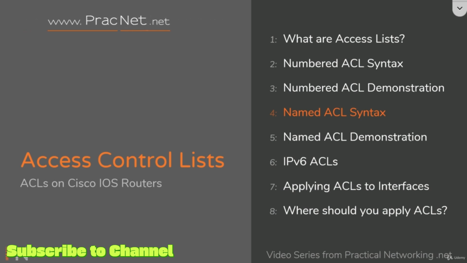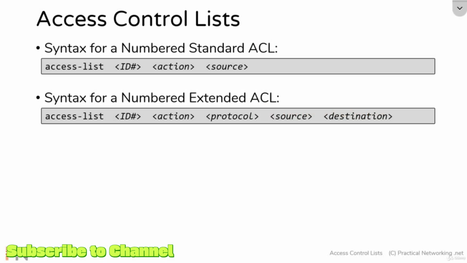Welcome to another video in the video series covering access control list on Cisco routers. This is video 4, where we're going to explore the syntax of configuring named access lists. In the last video, we picked apart the syntax of configuring numbered access list. We also went through a bunch of configuration examples for numbered extended access list. In this video, we'll be looking at the syntax to configure a named access list.